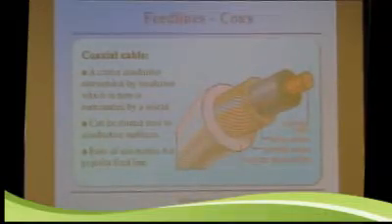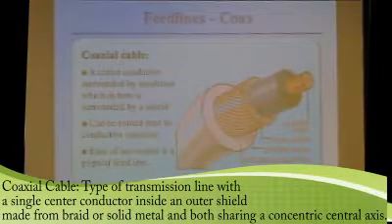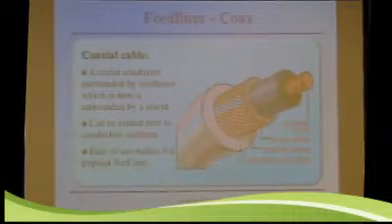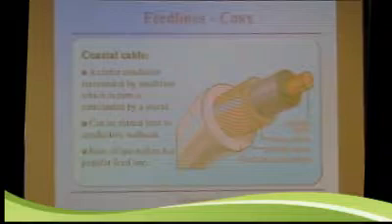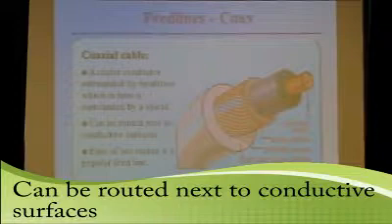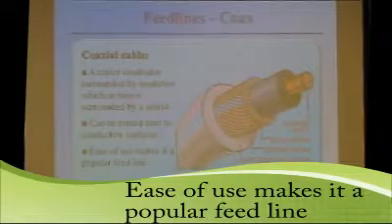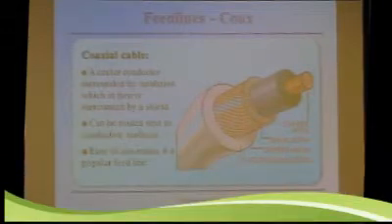A coax cable is a center conductor surrounded by insulation, which is in turn surrounded by a shield. So here we've got the center conductor, we've got insulation, we've got a copper mesh for a shield, and then we've got the outside insulation here. The nice thing about it, it can be routed next to conductive surfaces, so you can just tie it straight to the leg of the mast that you're using, even if it's metal, and it won't cause a problem. So its ease of use makes it a popular feed line. Ease of use and really the fact that it's available in so many places.